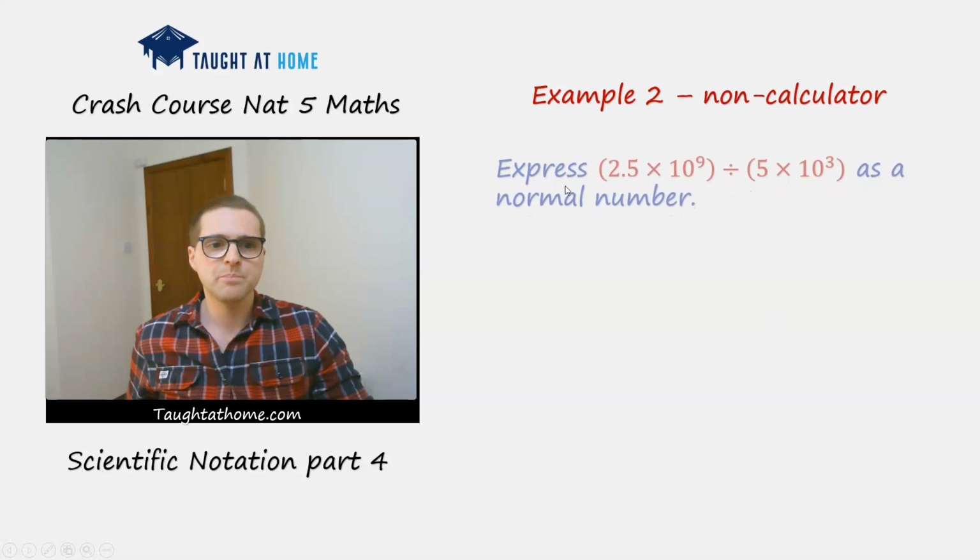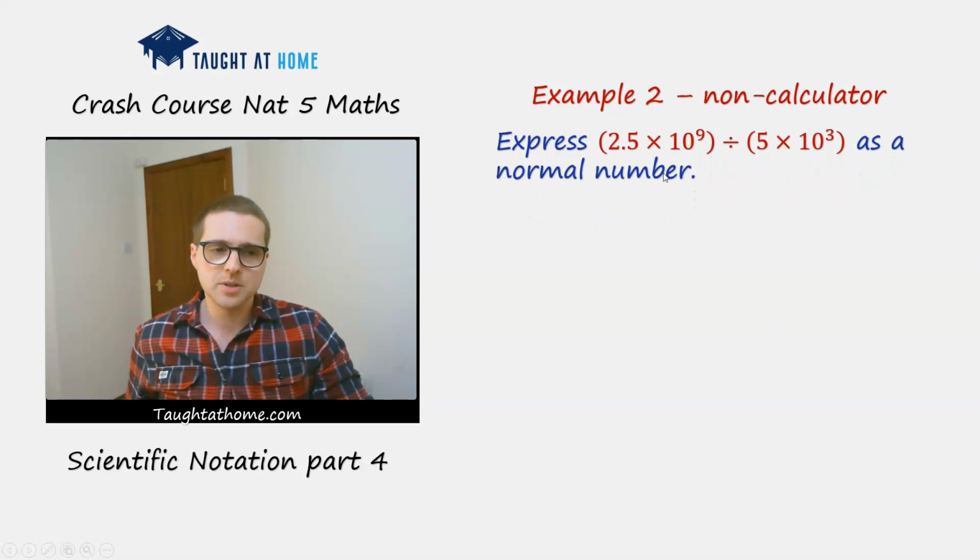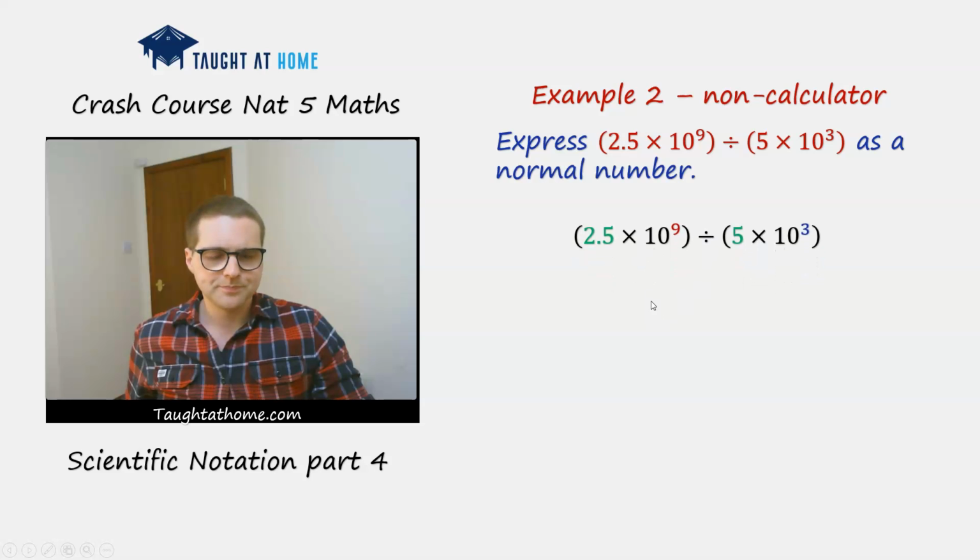Example 2. Express 2.5 times 10 to the 9 divided by 5 times 10 to the 3 as a normal number. So what we're going to do, again, we're going to write this out like this. Now the first thing you've got to notice is that we have to divide 2.5 by 5. It's much easier to do 25 by 5. So what we can actually do here, nothing says we can't, we can multiply this by 10 and just decrease that by 1.